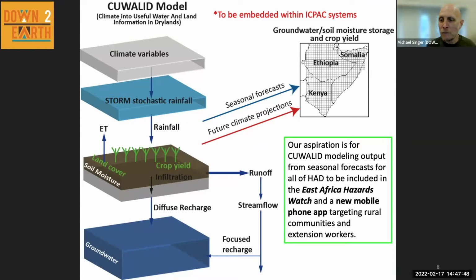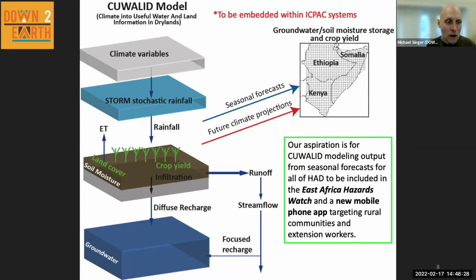And it starts with a top layer of climate variables. So this could be rainfall, evaporative demand within the atmosphere. Those climate variables get filtered through a set of stochastic models that generate individual rainstorms in a randomized way across the landscape and the associated evaporative demand. And once that is done, we get information at a high level of detail about what rainfall is reaching the land surface. And then we conduct the water balance modeling to figure out what happens to it.